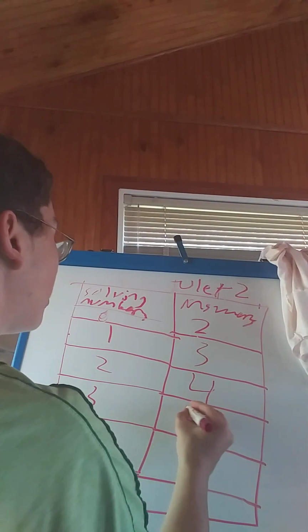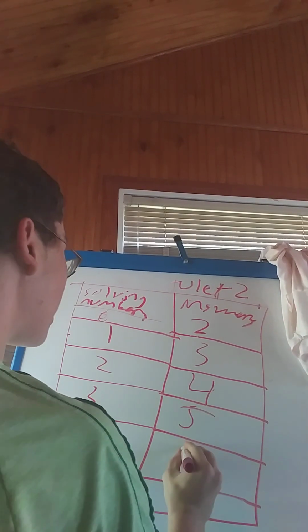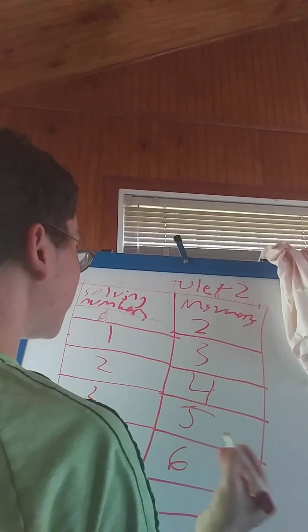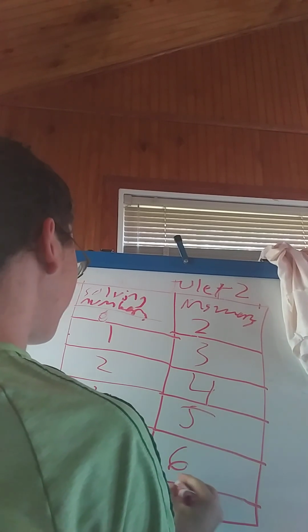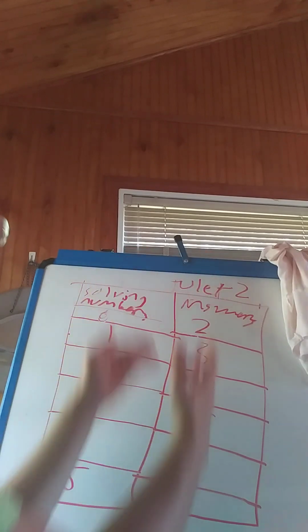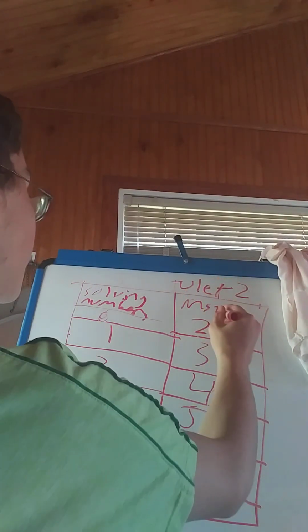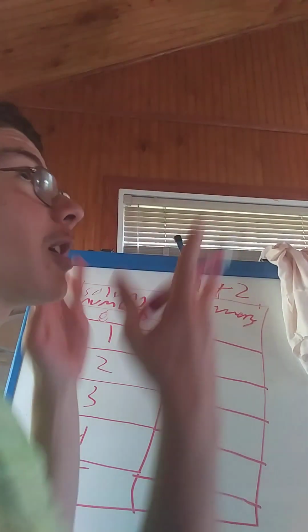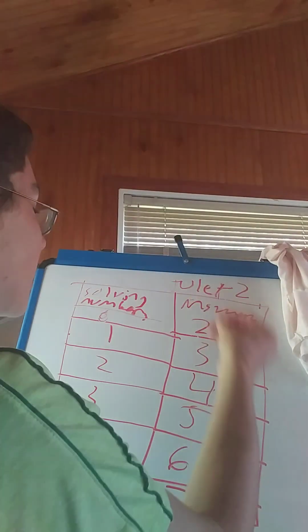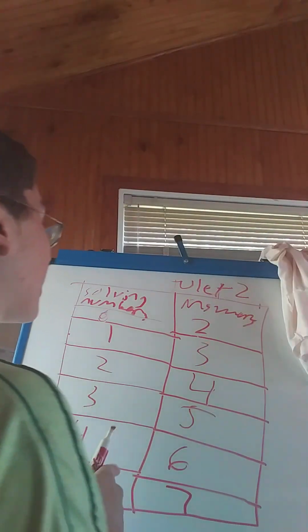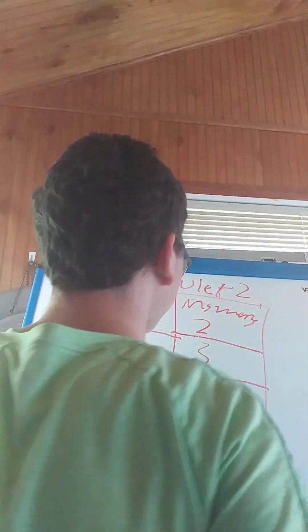3 plus 2 is 5, 4 plus 2 is 6, 5 plus 2 is 7. You see here? So 2, 3, 4, 5, 6, 7. It's going up by 1. So once you figure that out, you can just put that kind of thing, okay?